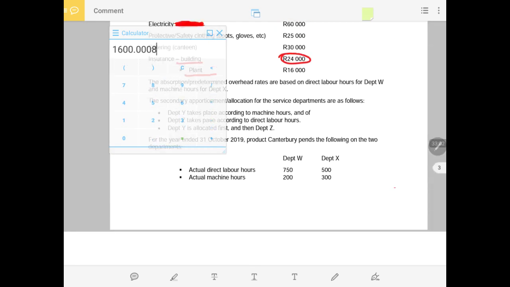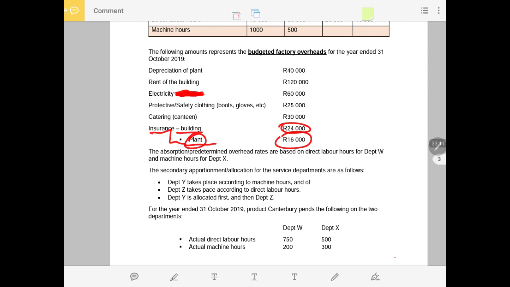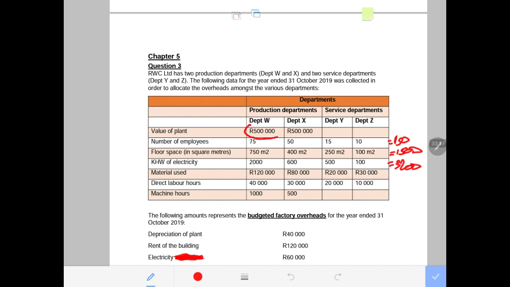We go to the last manufacturing overhead that needs to be allocated. It is the insurance of the plant. We do have the value of the plant, and we know that service departments don't have the plant because they don't produce. So the plant is only in department W and department X. A plant is used to produce a huge product, like a car or a company that is manufacturing huge machines. The machines don't move, meaning they are cemented well on the floor.